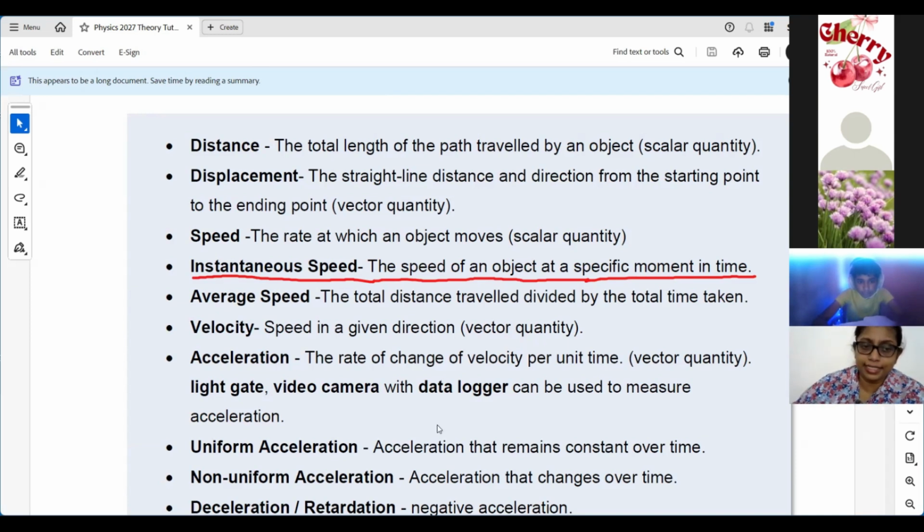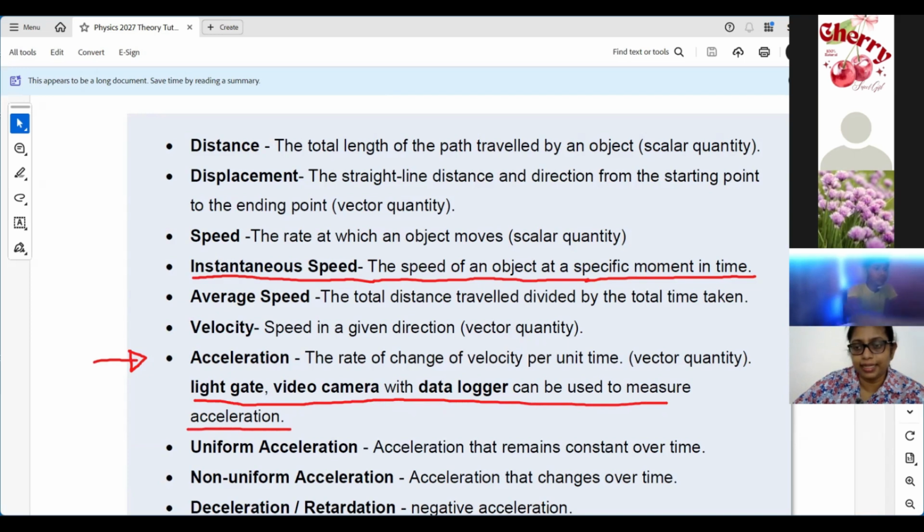In the acceleration point, let's highlight the instruments we can use to measure the acceleration. Light gate, video camera with data logger can be used to measure the acceleration. Highlight that point in acceleration: light gate, video camera with data logger can be used to measure acceleration.